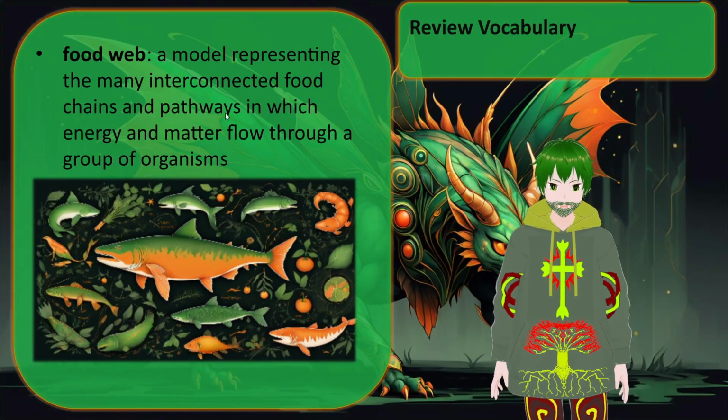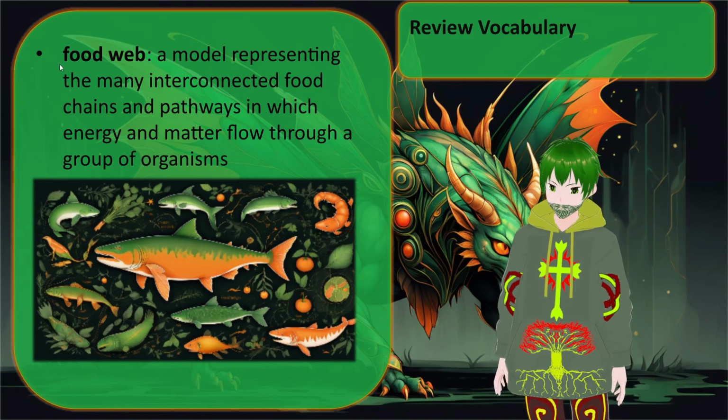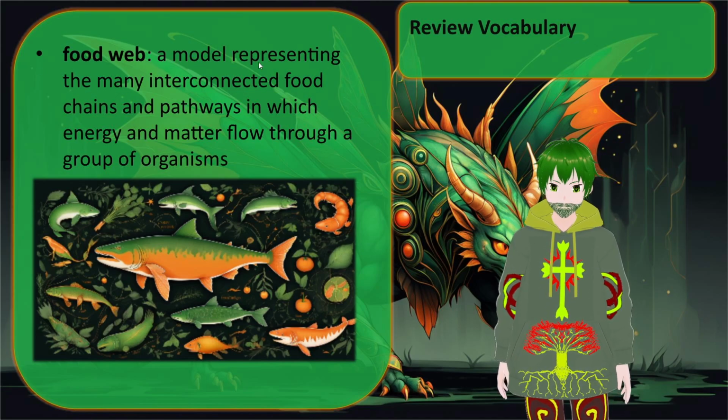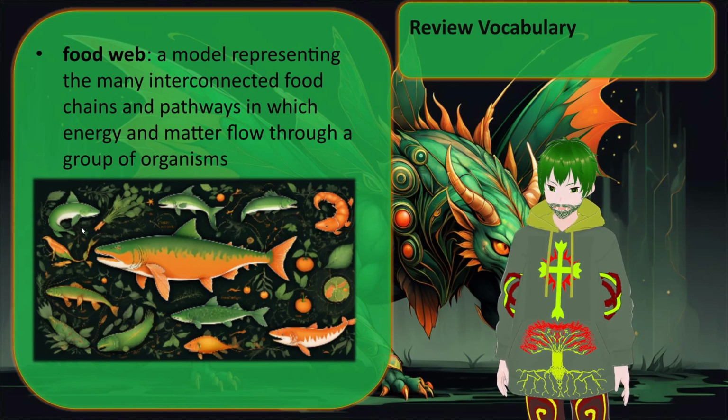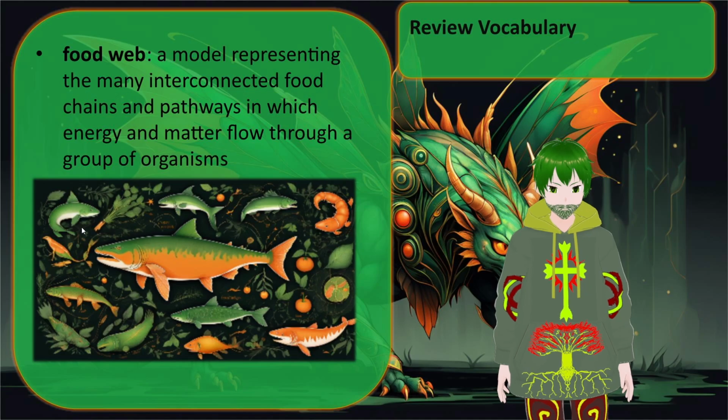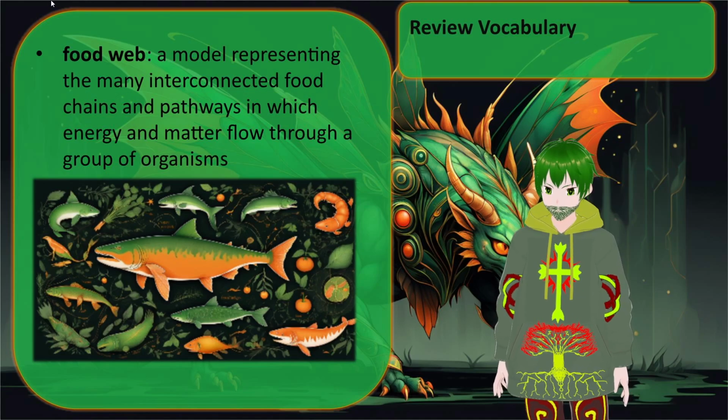Our review vocabulary is one that we've actually covered so far this year, and that is a food web, which is a model or representation of how organisms living in the same place at the same time would feed off of or interact with each other in usually a producer-consumer or predator-prey type relationship.